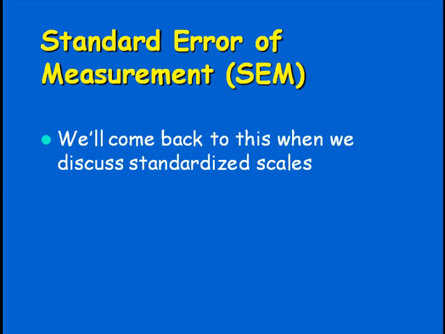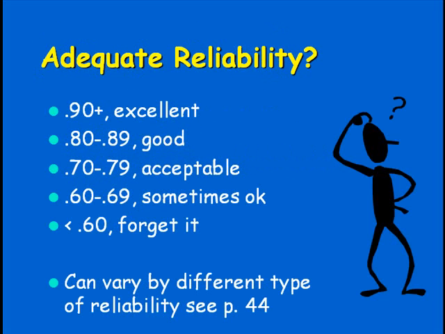Standard error measures, like I said, we'll come back to this when we talk about standardized scale. Adequate reliability, these are the guidelines, but I wanted to point out on page 44 that these can vary by different types of reliability. But in general, 0.7 and above is acceptable.